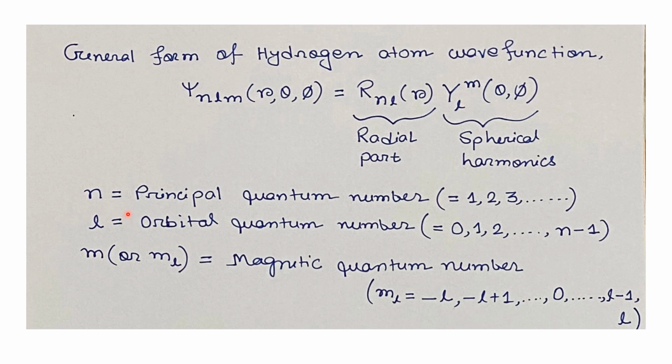Here n is the principal quantum number, which can take the values 1, 2, 3 and so on. The l is the orbital quantum number. Depending on the n value, it can take the values 0, 1, 2 up to n minus 1. And m is the magnetic quantum number, represented as m_l because its value depends on the l value, and it can take the values from minus l, minus l plus 1 and so on, up to a maximum value of l.